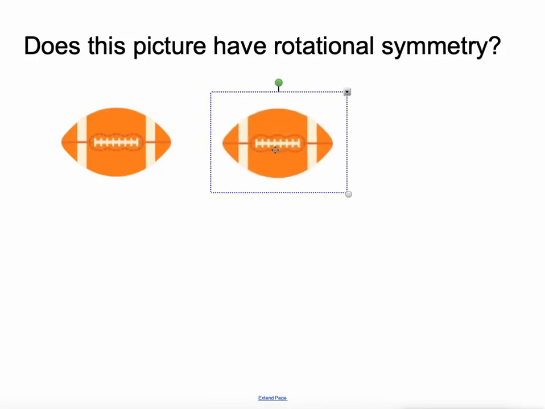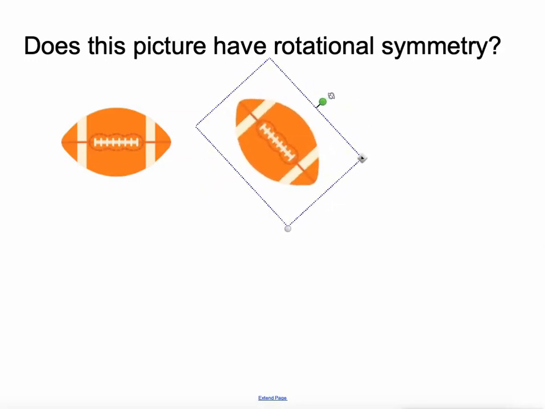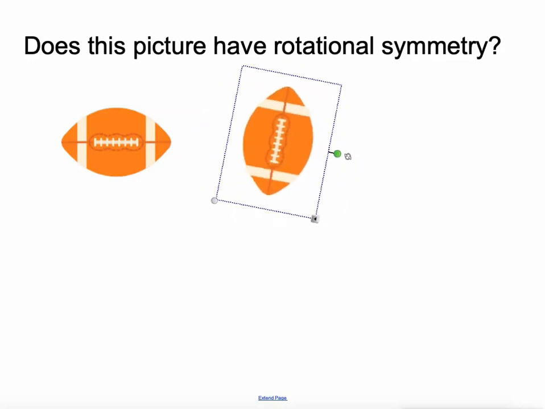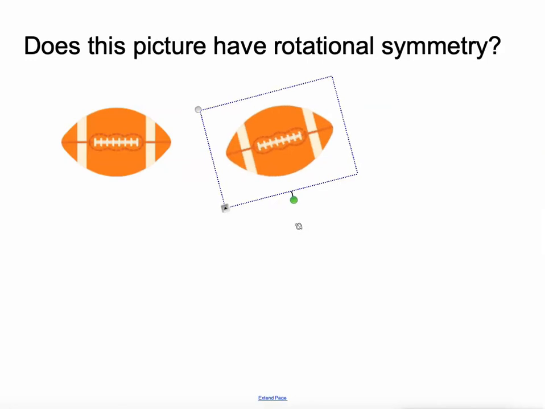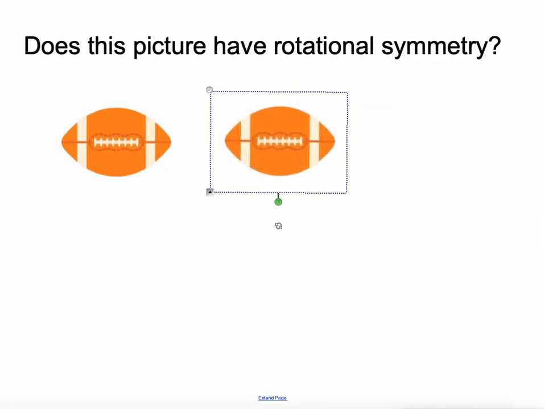Let's do it again. All right. So here's the original on the left, new image on the right. We're going to stop when it matches the original. If I go halfway around, 180 degrees, that looks like the same picture. So, yes, this has rotational symmetry.